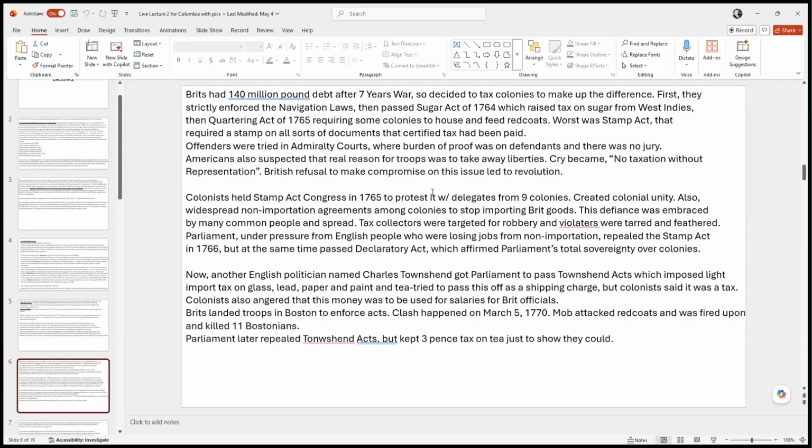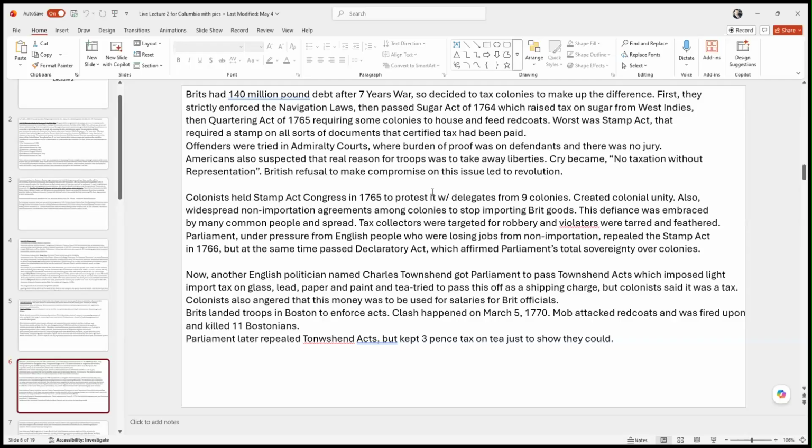And if you refused to do any of these things, if you refused to pay the taxes, you could be brought up on charges and you would be tried in what were called admiralty courts, the equivalent of a military court today. There were no judges, there were British admirals who oversaw the courts. Burden of proof was on the defendants. So you basically came to court already being assumed that you're guilty unless you could prove you're innocent.